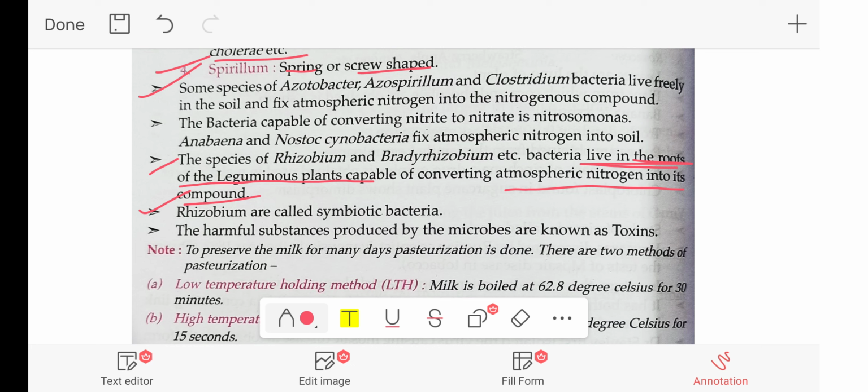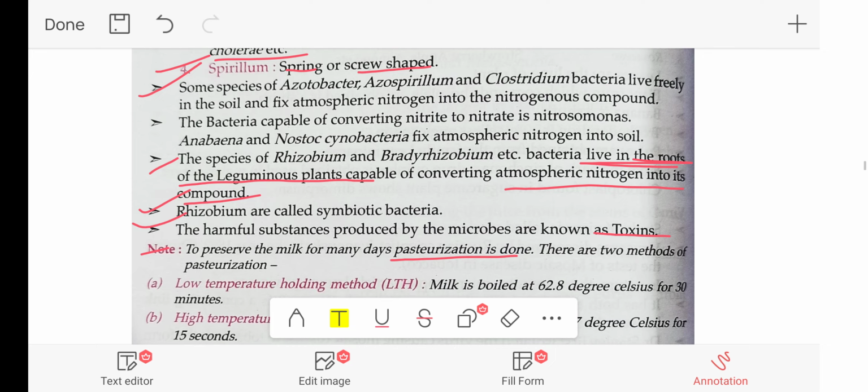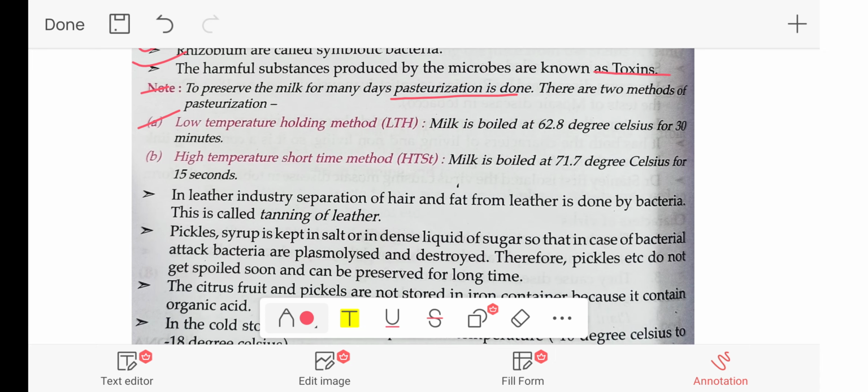The harmful substances produced by the microbes are known as toxins. Note, to preserve the milk for many days, pasteurization is done. There are two methods of pasteurization. First, low temperature holding method. Here milk is boiled at 62.8 degrees Celsius for 30 minutes. Second, high temperature short time method. Here milk is boiled at 71.7 degrees Celsius for 15 seconds, just 15 seconds.